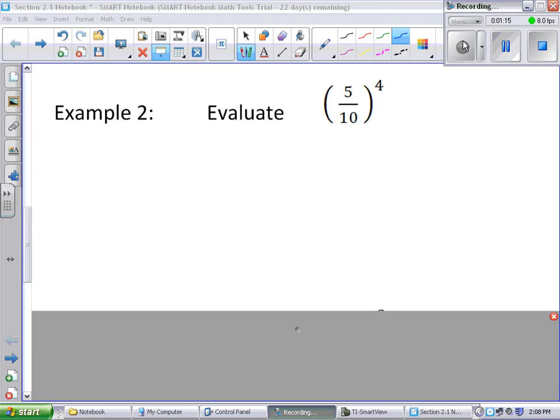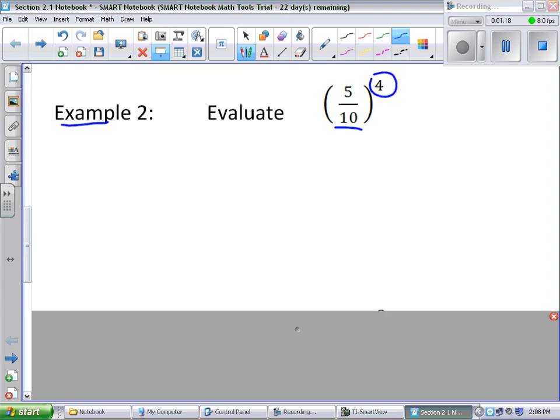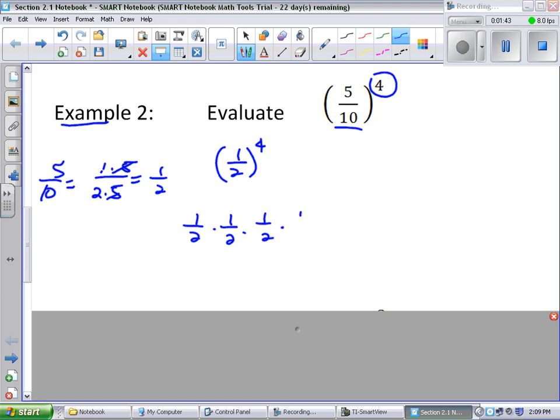Example 2, I want to evaluate 5/10 raised to the 4th power. Now I notice right off the bat that 5/10 will reduce. So let's do that. 5 is 1 times 5 and 10 is 2 times 5. If I cancel out the 5s, this reduces to 1/2, and that will be much smaller to have to raise to the 4th power. 1/2 to the 4th power would mean 1/2 times 1/2 times 1/2 times 1/2. And I know that 1 times 1 is 1, times 1 is 1, times 1 is 1. So in the numerator, I'm going to put a 1. And in the denominator, 2 times 2 is 4, times 2 is 8, times 2 is 16. So I will put 16 in the denominator.